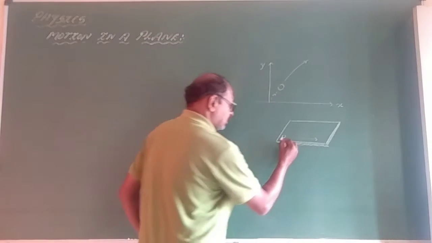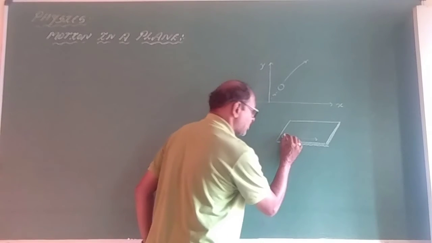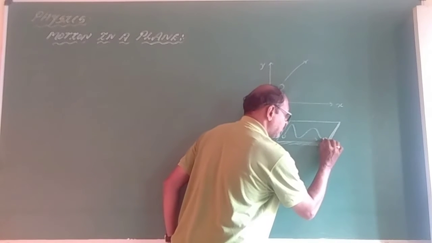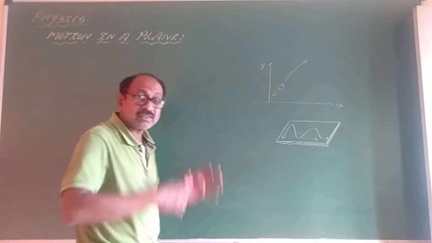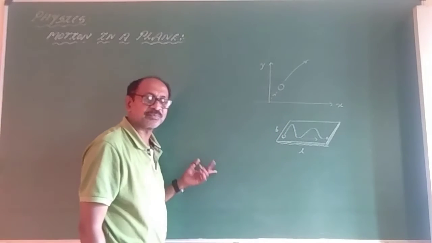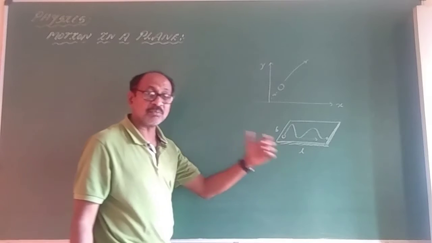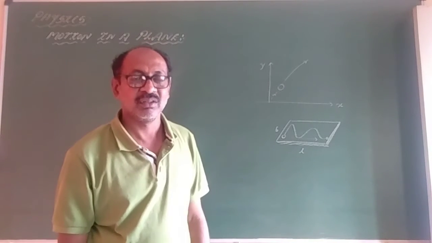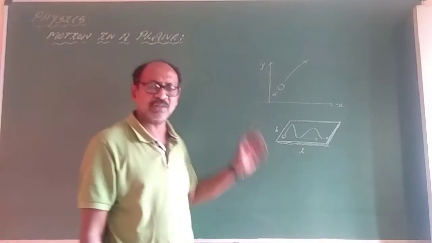Now I apply an initial velocity to this marble, and it starts moving in this direction and then comes back here, then once again it moves like this and comes here. So it has two dimensions here, along its length and also along its breadth. So it is motion in two dimensions. The best example for motion in two dimensions is the motion in a plane.